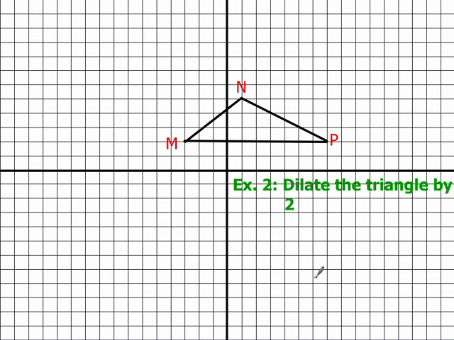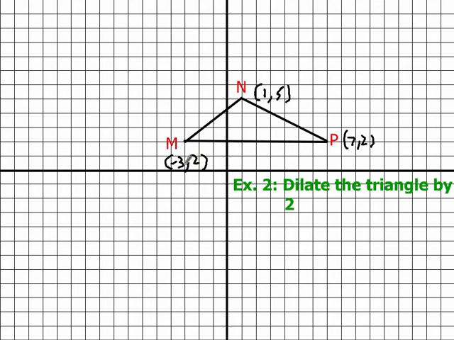Now let's take a look at what this looks like graphically. I want to dilate this triangle, MNP, by 2. So let's label the coordinates of these points to start. M is at negative 3, 2. N is at 1, 5. And P is at 7, 2. So to dilate these by 2, I'm going to take each one of these numbers, multiply it by 2, and find my new point.